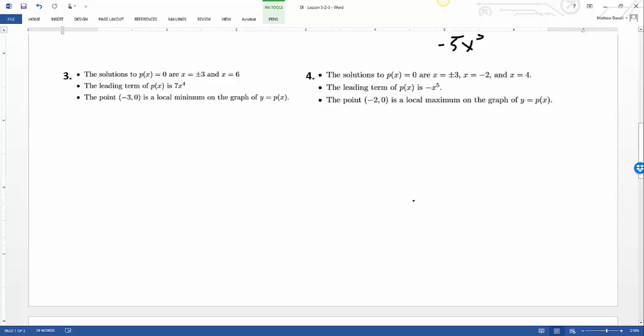The solutions, or the zeros, are going to be, so I have x minus 0, which is just x, and then x plus 3, x minus 3, and x minus 6. So it's always x minus your 0.